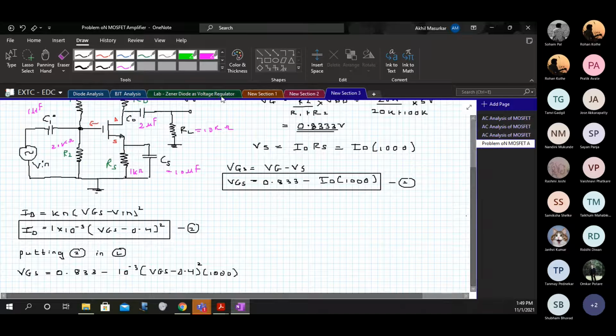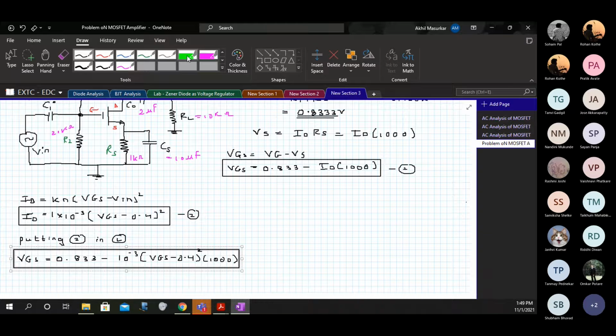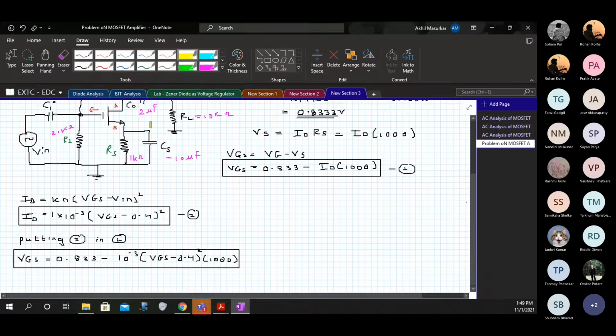Now, this is a quadratic in what? VGS. The only unknown variable in this equation is VGS. So you can see that very clearly. This is VGS and here we have VGS. Now you will give me two values.